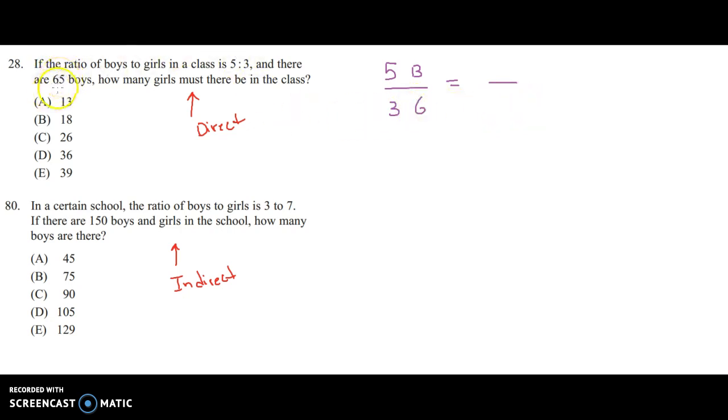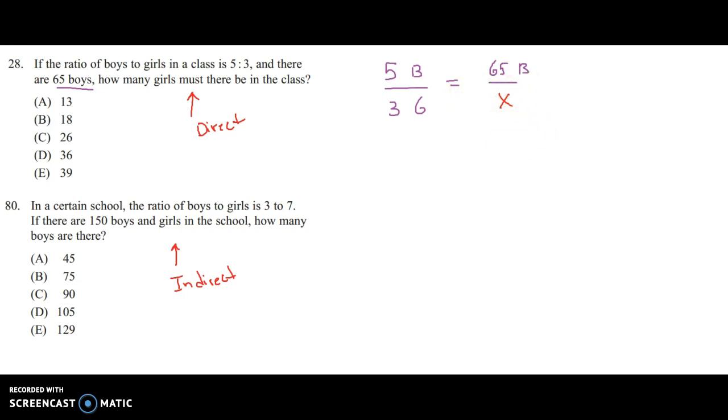It says we've got 65 boys. So that would mean we'd match this up right here. 65 boys. Right? Because boys match with the boys. And then, how many girls must there be in the class? Well, that we do not know. So I'm going to put that in red. That's going to be an X there. Unknown amount of girls. Okay?